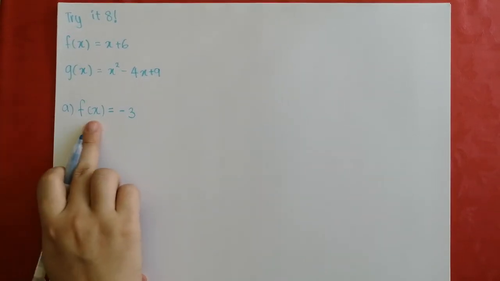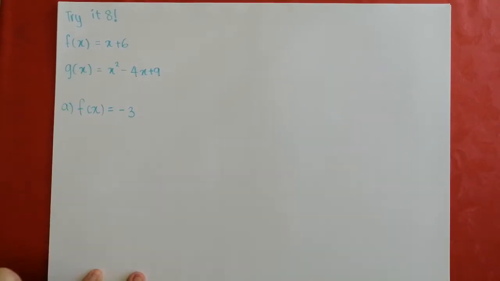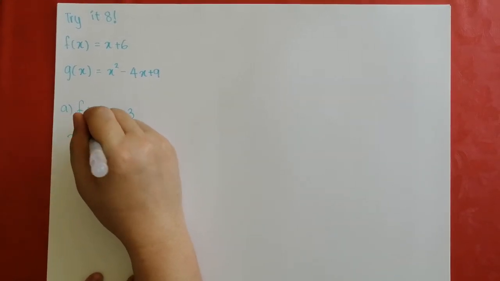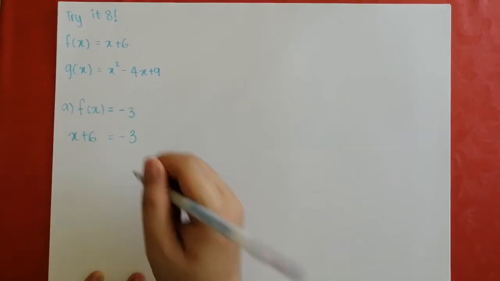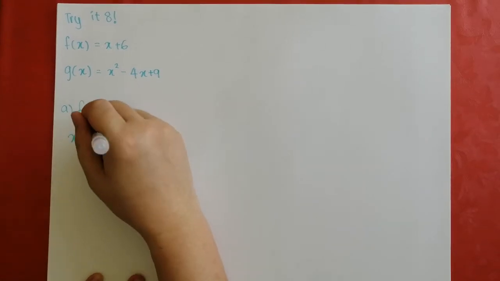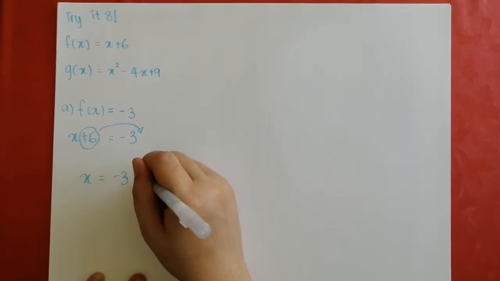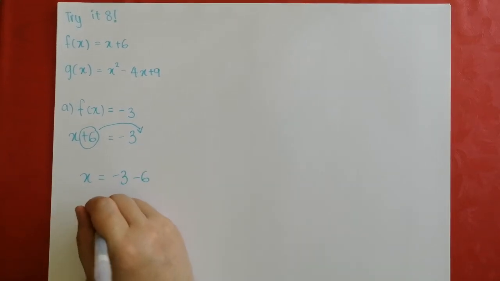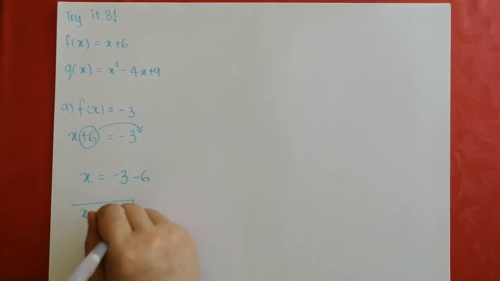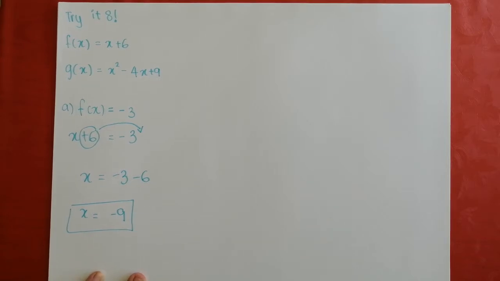So what you need to do is change this f of x to x plus 6. So x plus 6 is equal to negative 3. Move plus 6 to the other side. Therefore, x will be equal to negative 3 minus 6, and you get x equals negative 9. So that is for part A.